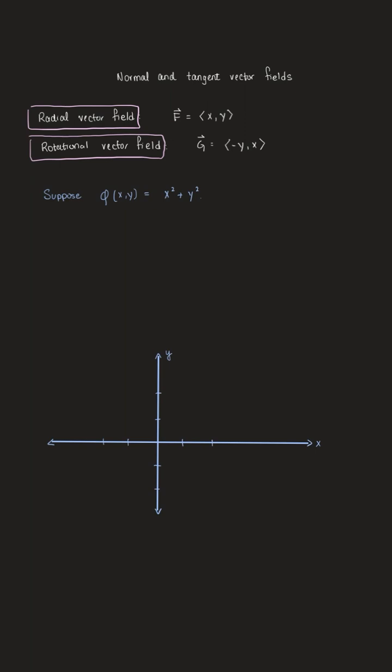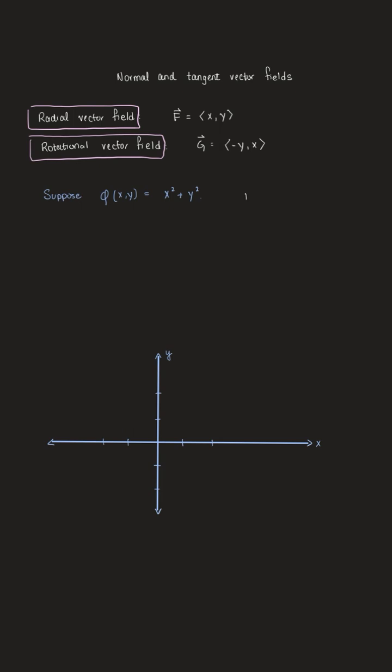In this video, we're going to explore the relationship between radial vector fields and rotational vector fields that you might have noticed when we sketched them to begin with. So first we're going to start with a function phi of x, y. This is a multivariable function. So phi is in space and it's a surface whose equation is x squared plus y squared.